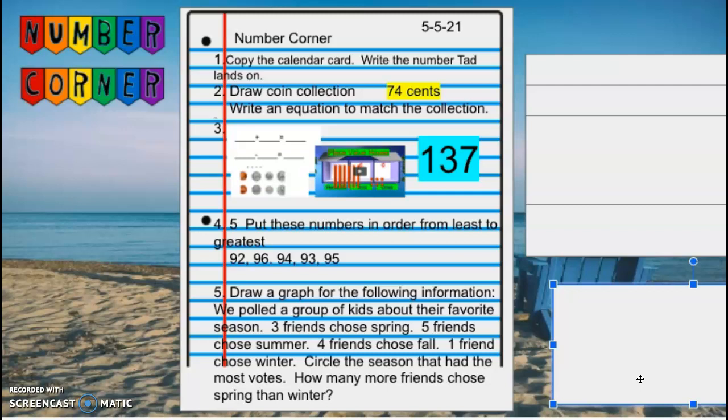Now circle the season that had the most votes. And your last job, how many more friends chose spring than winter?